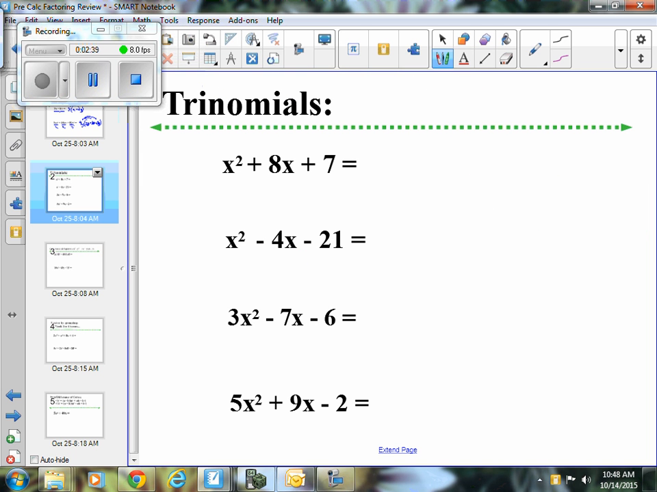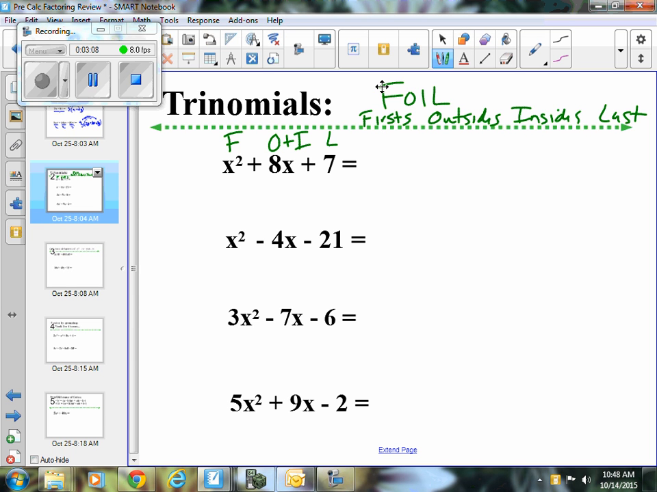Quick review on this. A lot of people spend some time talking about the signs. What does this look like? This is the reverse of FOIL. So when you think about FOIL, that stands for firsts, outsides, insides, and lasts, those products. So when we look at this, x squared is coming from the product of the firsts, the 7 is coming from the product of the lasts, and this one is what I call the OI, the outsides and insides together. So when you add those two terms, that should give you the middle.